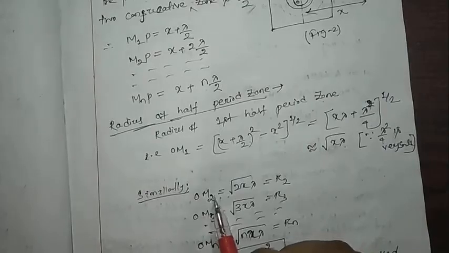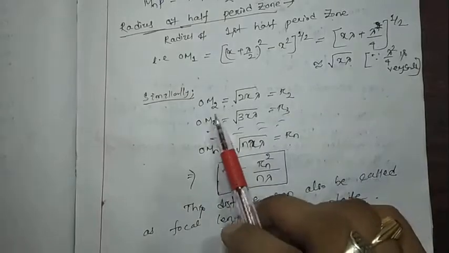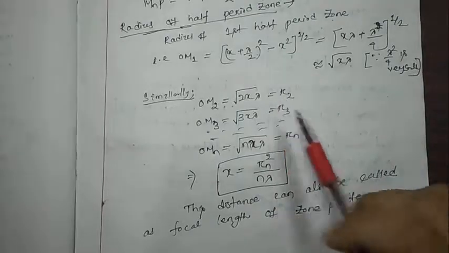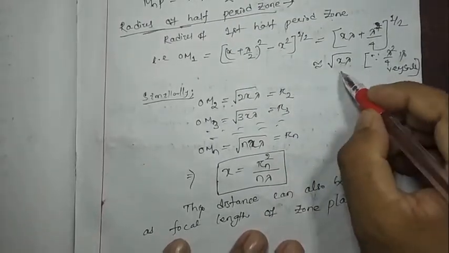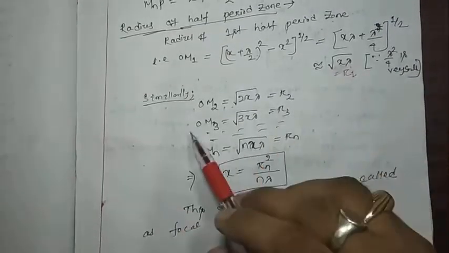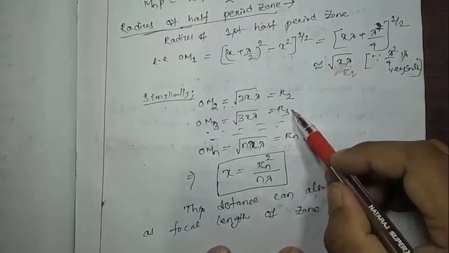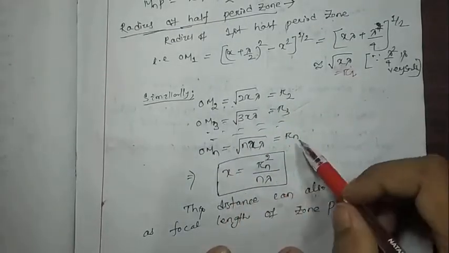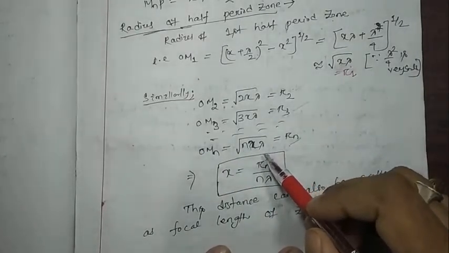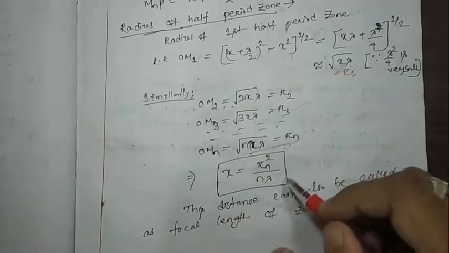Similarly, OM2, the radius of the second half period zone, will be equal to the square root of 2x lambda, which is R2, and this one is R1. OM3 will be the square root of 3x lambda, equal to R3. OMn is nothing but Rn, equal to the square root of nx lambda. So from this expression we find x equal to Rn square by n lambda.